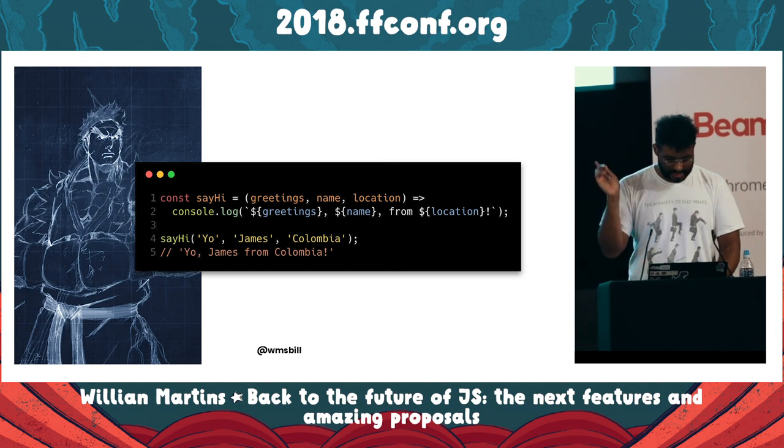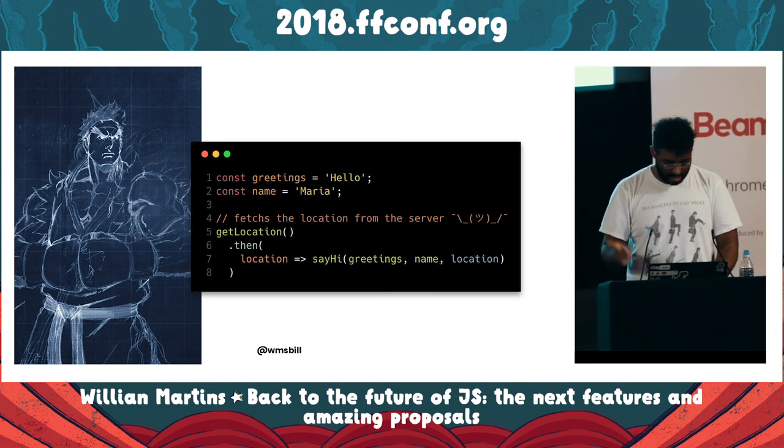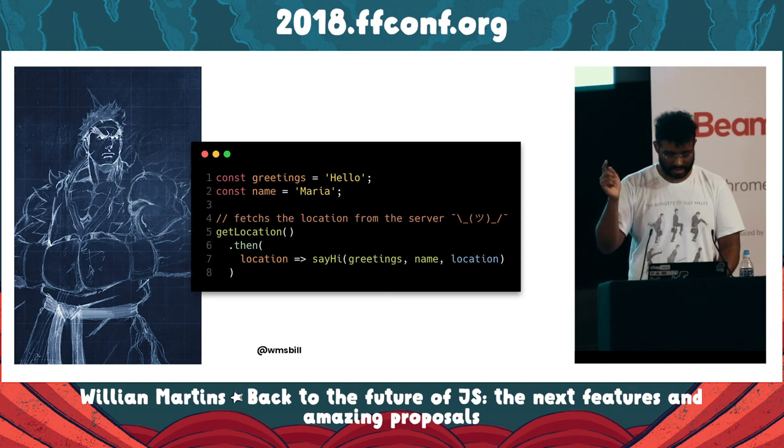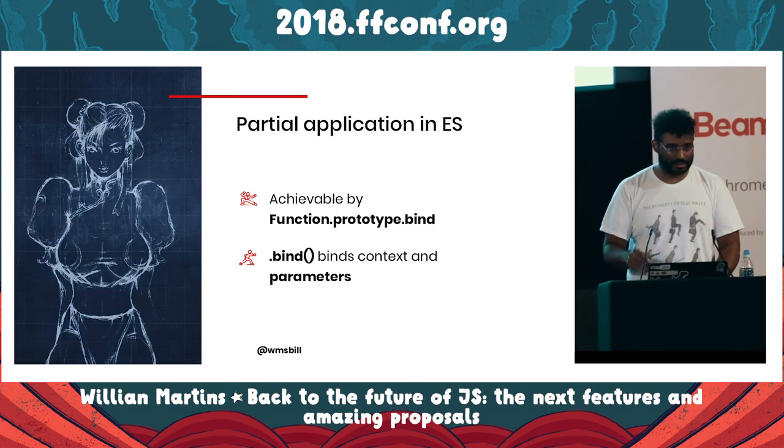So I have this small example here, which is just a function that says hi and receives three parameters and then just logs them. But if for any reason I have only the first two parameters beforehand, and the third one is only available by resolving a promise, how can we do that? Usually we do something like this. We assign the values to this variable. Then once getLocation returns something, we just log them, right? But we can achieve partial application right now in JavaScript by using Function.prototype.bind.